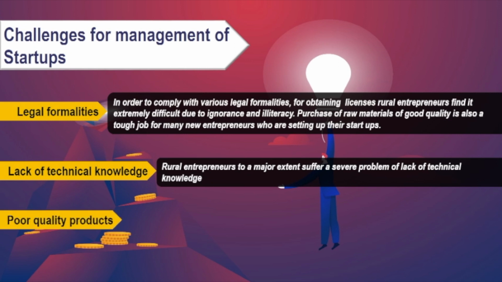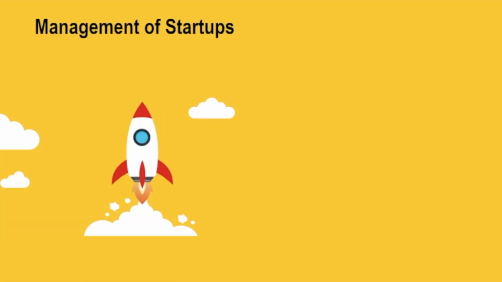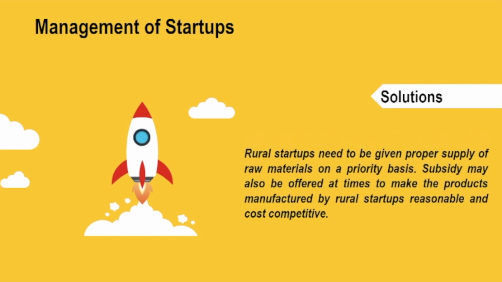And we have poor quality products. It has been noted that the products produced are of very inferior quality due to the lack of availability of standard tools and other equipment, as well as maybe due to the poor quality of the raw materials. So, these are some of the challenges related to the management of the startups. Now, the solution or remedy to this is that rural startups need to be given proper supply of raw materials on priority basis. Subsidies may also be offered at times to make the products manufactured by rural startups reasonable and cost competitive.